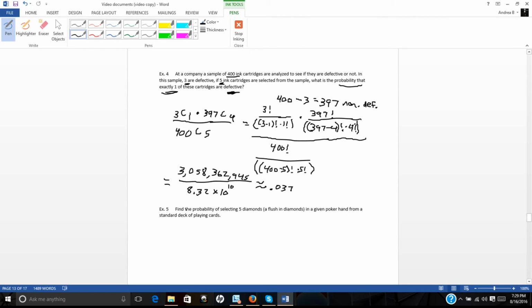So example 5 here, we have to find the probability of selecting 5 diamonds. So that means a flush in diamonds in a given poker hand from a standard deck of playing cards. So remember, once again, for a standard deck of cards, you have 52 cards. We have 4 different suits. We have the hearts, diamonds, clubs, and spades.